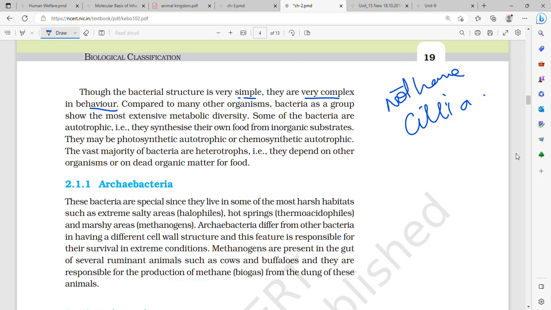Who shows the most extensive metabolic diversity? Bacteria. Some of the bacteria are autotrophic, that is, they synthesize their own food from inorganic substrates. They can be photosynthetic autotrophic or chemosynthetic autotrophic, whereas the vast majority of bacteria are heterotrophs. They depend on other organisms and or on dead organic matter for food. Archaebacteria.